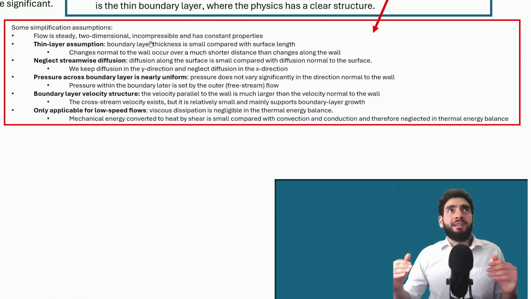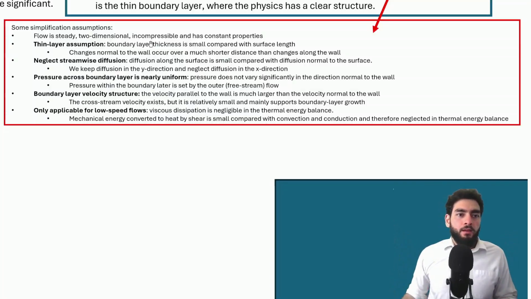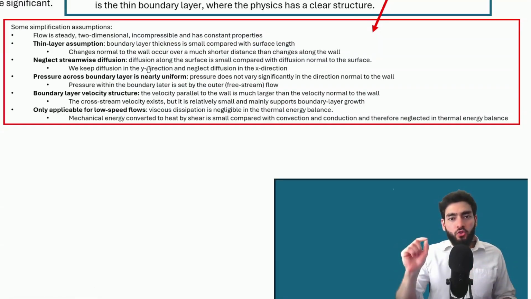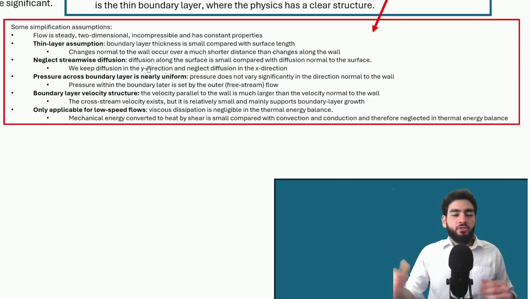Now, when I say incompressible, that doesn't mean that it's just liquids. I think as long as it's below 0.3 Mach, so 30% of the speed of sound, then it can be considered incompressible or low speed. Now, we assume that the boundary layer thickness is small compared with the surface length, and so changes normal to the wall occur over a much shorter distance than changes along the surface in the x direction.